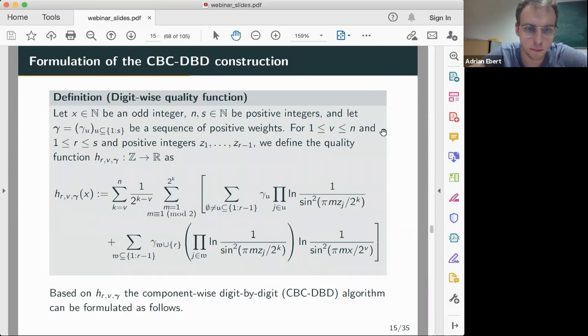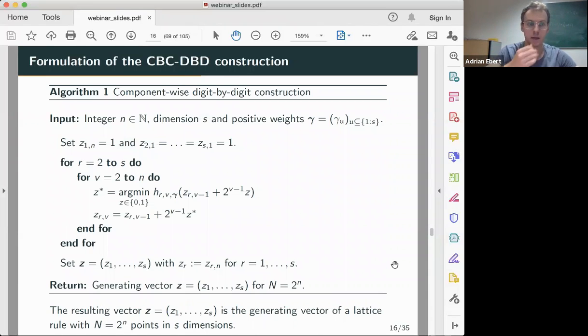So this might look quite complicated. This is the definition of our function. If you're interested in details, I will give you the references to our articles later. But for the moment, I just give the definition here. What is important to remember is that this function here, small h, depends on r, which is a counter for the dimension, and v, which is a counter for the digits and the weights. It has one argument, and can then be evaluated in this fashion. Based on this, we can define our algorithm.